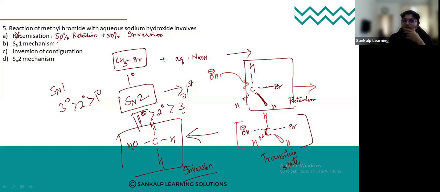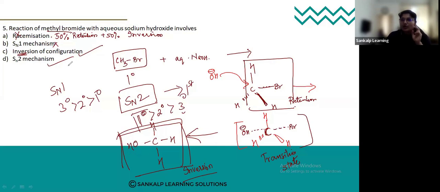SN1 mechanism involves tertiary compounds, but here we have a primary, so the second option is also wrong. Then option C, inversion of configuration. What do you mean by inversion of configuration? The compound formed is an inverted product. Yes, option C is correct. Then it undergoes the SN2 mechanism. Yes, option D is also correct. So both these options are correct.